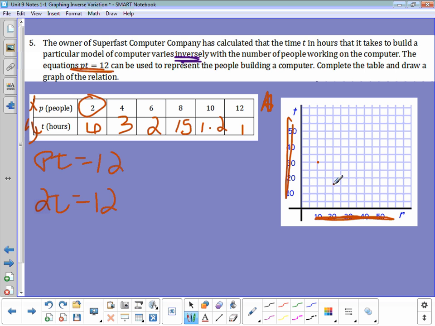We're going over 6, up 2, and plotting that point. And then we're going over 8 and up 1.5, which is about here. And then we're going over 10 and up 1.2, which is just above 1. And then 12 itself is at 1. So we're sloping down. On any of these, you don't want to be crossing the x or the y axis.